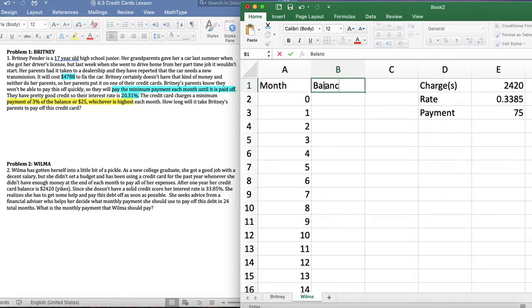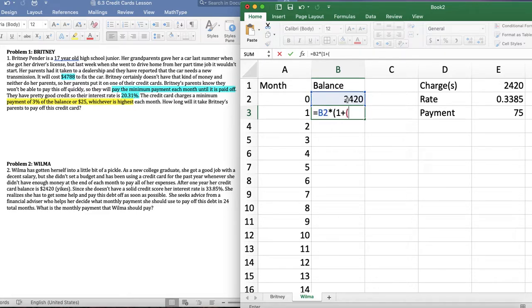And now let's talk about my balance. All right, so in the first month, it's just the charges. She's going to the financial advisor. They set up a plan, and this is going to look just like the car loan did. Look, we got the previous balance times the interest charged.